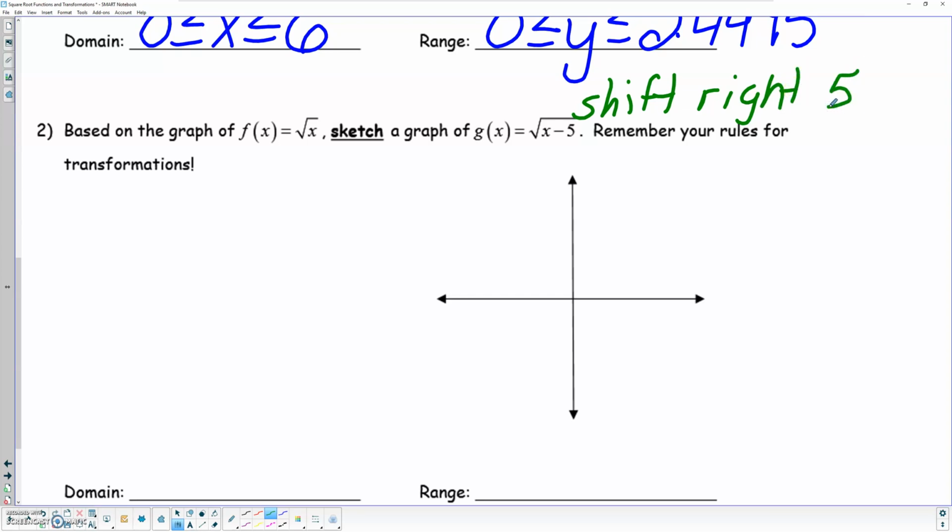Now when they say sketch, they're not looking for a precise, accurate graph. A sketch is kind of just an approximation. So all I need to see on your paper is that you show you're shifting 5 units to the right. Okay, that's what a sketch would look like.